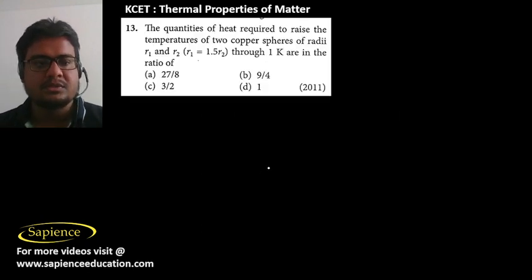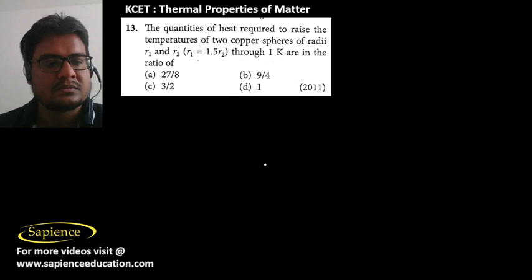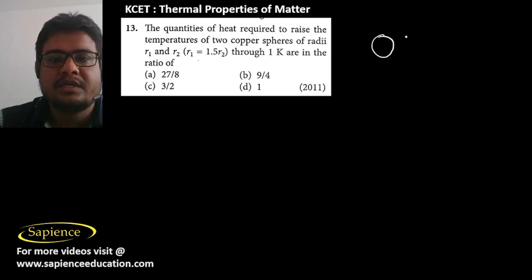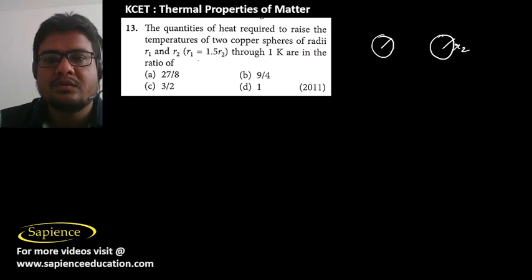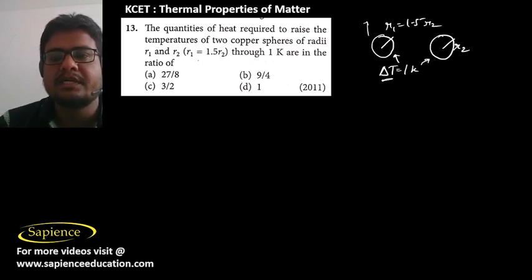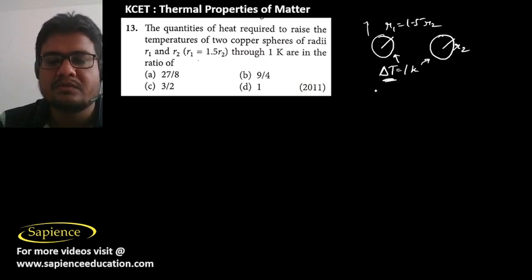Then in question number 13 it has been told: the quantities of heat required to raise the temperatures of two copper spheres of radii R1 and R2, where R1 is equal to 1.5 R2, through 1 Kelvin. So here delta T is 1 Kelvin for both. The rise in temperature should be 1 Kelvin.